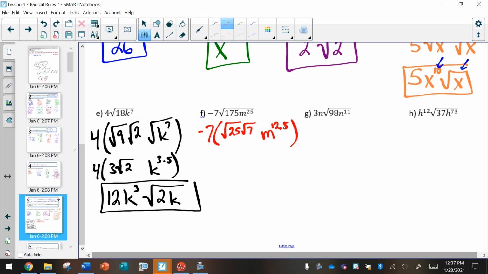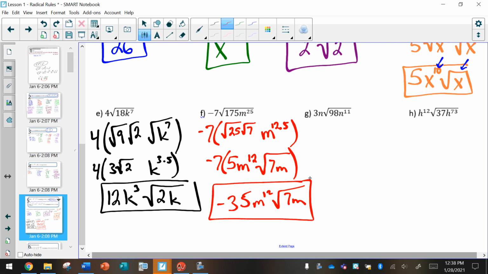So now when we organize our answer, the square root of 25 is positive 5. The 12 portion of my m is the exponent on the outside piece. Inside my radical, I still have the irrational number 7 and the extra m to show that the original exponent on m was not an even number. Final answer, when you multiply the negative 7 times the 5, is negative 35, m to the 12th, radical 7m. All simplified, all in one.